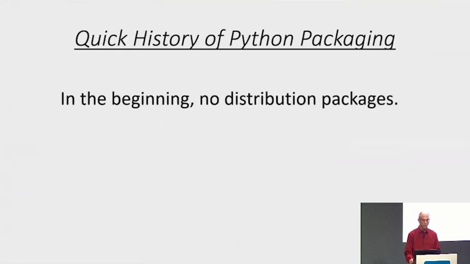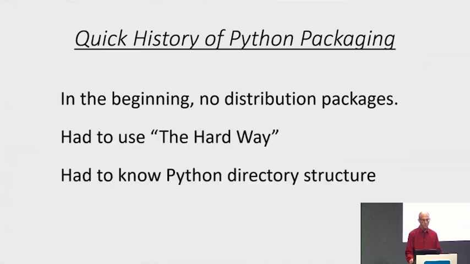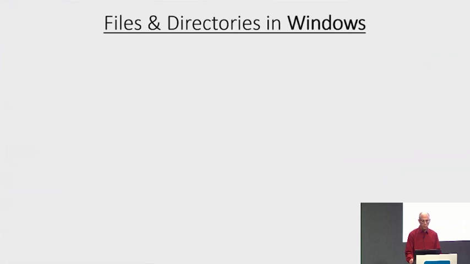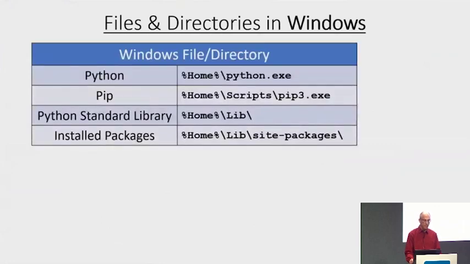So I'm going to go very quickly through a quick history of Python packaging. In the beginning, there were no distribution packages. You had to use the hard way. So you had to know the Python directory structure, and I figured it would be valuable to go through that right now in case it is ever useful to you. And this structure I'm showing you is good for Python 2 and 3. So on Windows, the first two rows are the essential executables, and pip is the program used for installing packages. And there are also two essential folders, the Python standard library and the packages that you install.